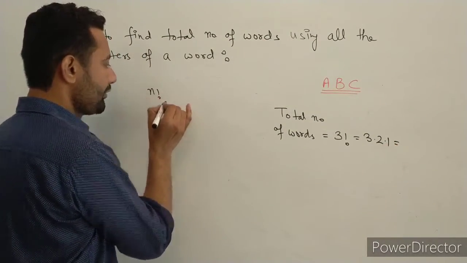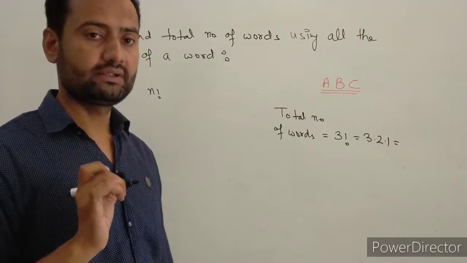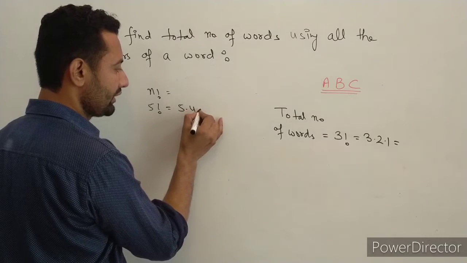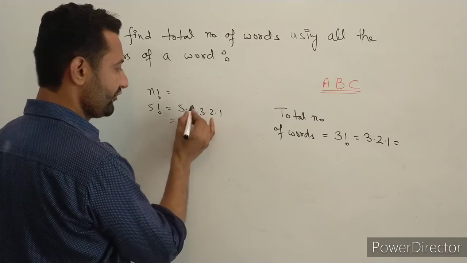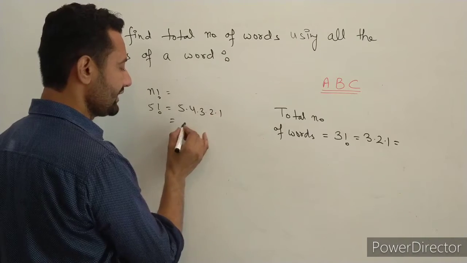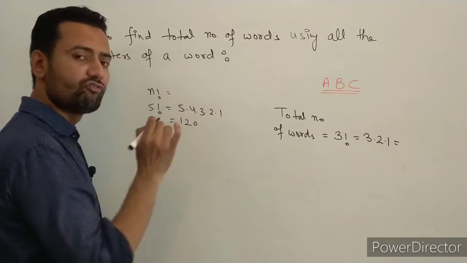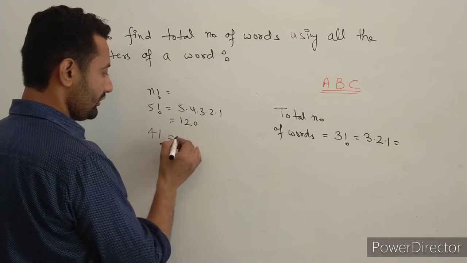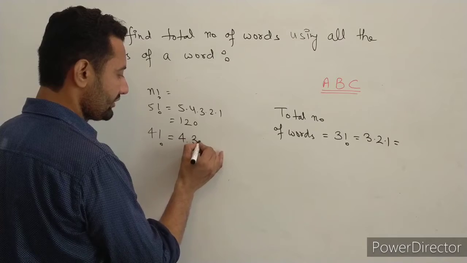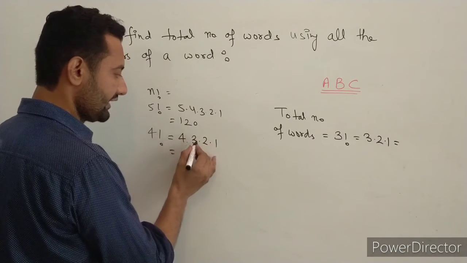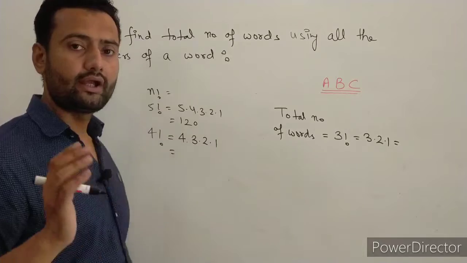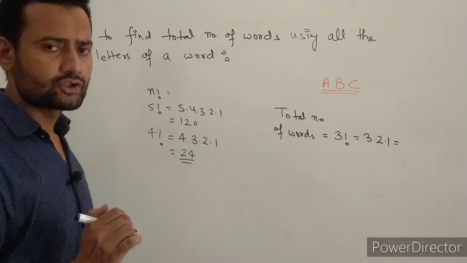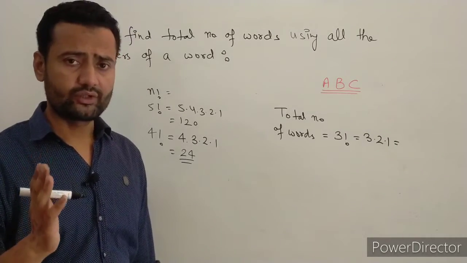N factorial means the product of the first n natural numbers. 5 factorial means the product of the first 5 natural numbers. 5 4s are 20, 20 3s are 60, 60 2s are 120 and 120 1s are 120. Similarly, 4 factorial means 4 into 3 into 2 into 1. 4 3s are 12, 12 2s are 24 and 24 1s are 24. So 4 factorial is 24. So it is easy to understand factorial notation.